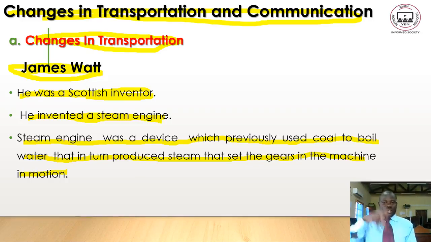So that's what James Watt wanted. That power, that force that bumps when the water boils, he said, oh, this one is very powerful. Then it can change the gears, and then the machine could roll out. So that's what James Watt did. He saw the power in the water, or in the steam.